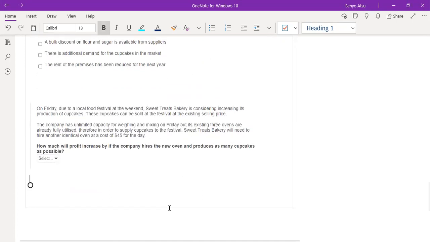If you hire another oven, I don't know if you have an idea at this point. If you hire another oven, what will happen? The question said or mentioned somewhere already that ovens, let's go back there again.